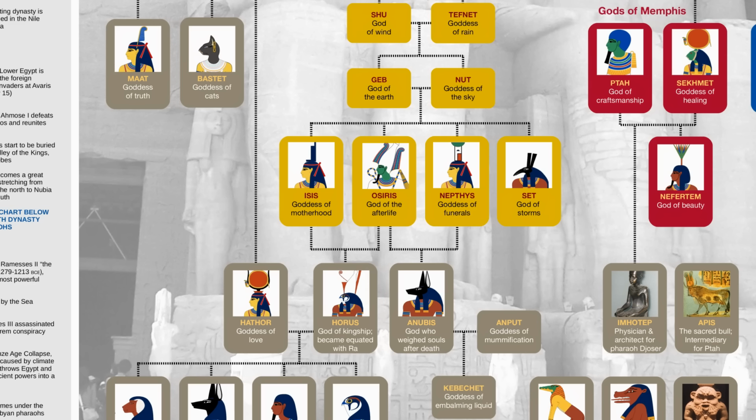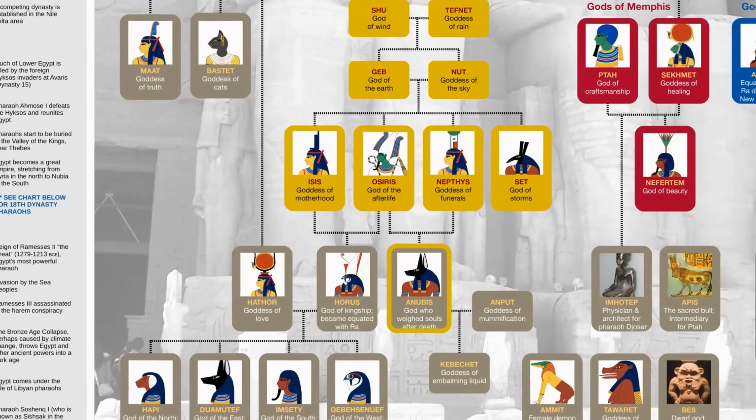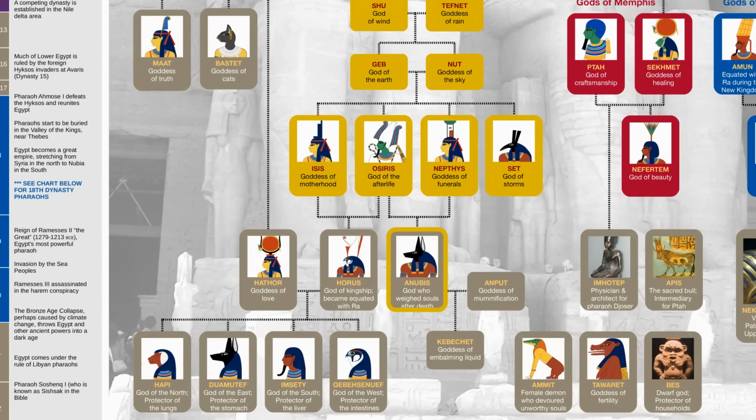Sometimes his sister Nephthys, the goddess of funerals, was seen as his wife, but sometimes she was seen as the second wife of Osiris. She was also the mother of Anubis by either Osiris or Set. Anubis was the god who weighed a person's soul after death. According to the Egyptians, if a person's soul weighed more than an ostrich feather, which was actually the goddess Ma'at, that person would then be devoured by the female demon Amit.